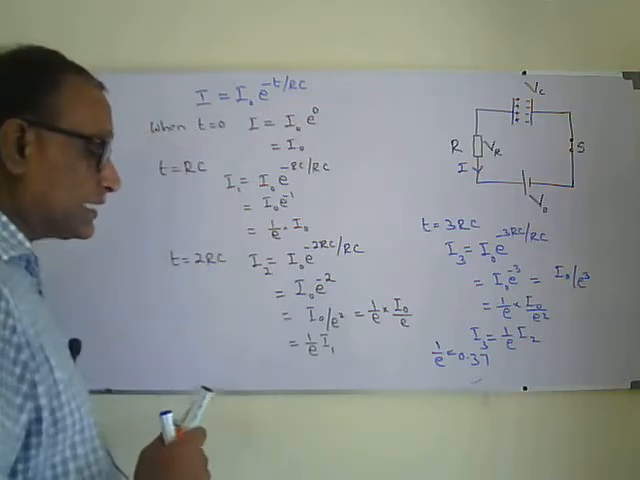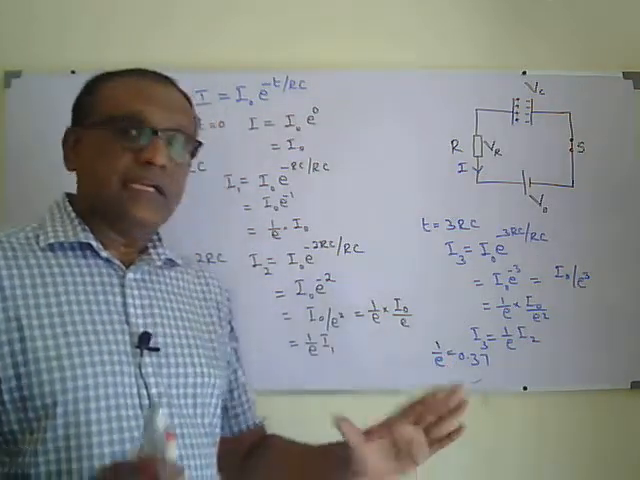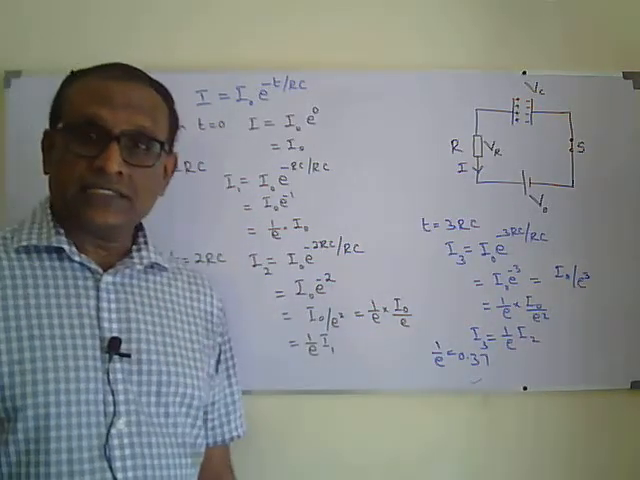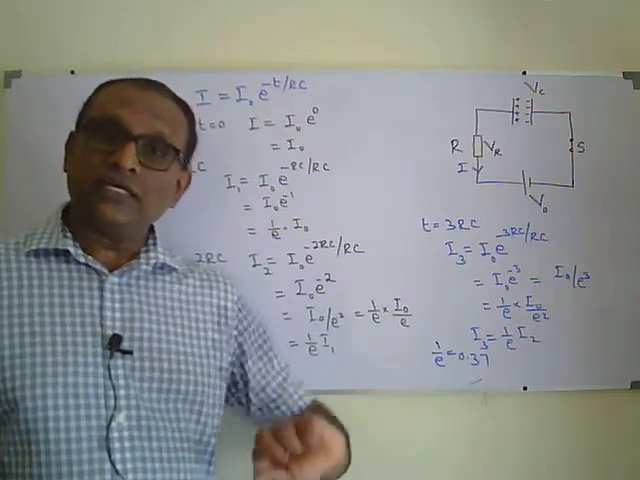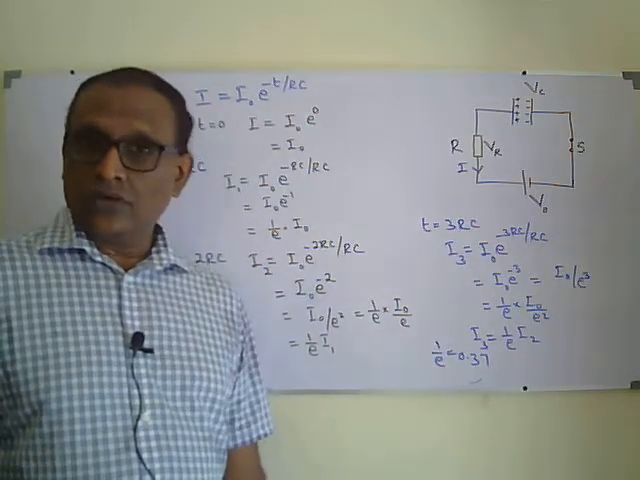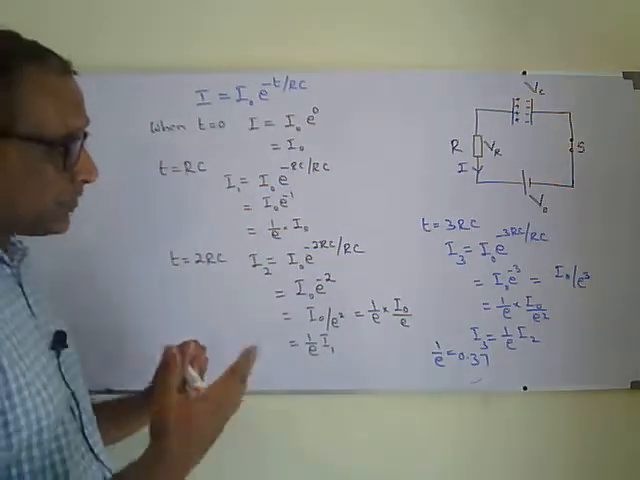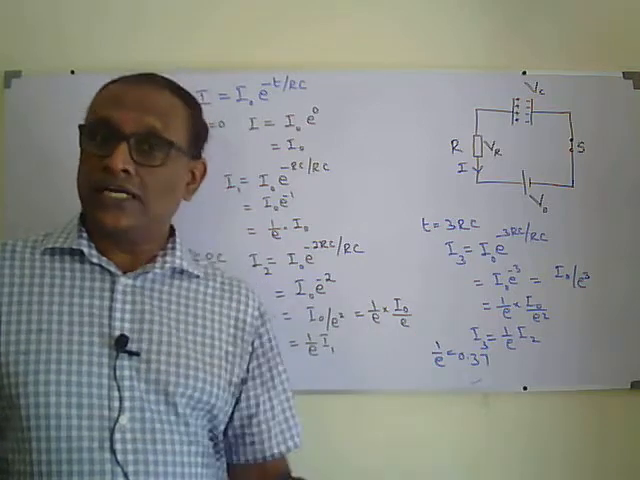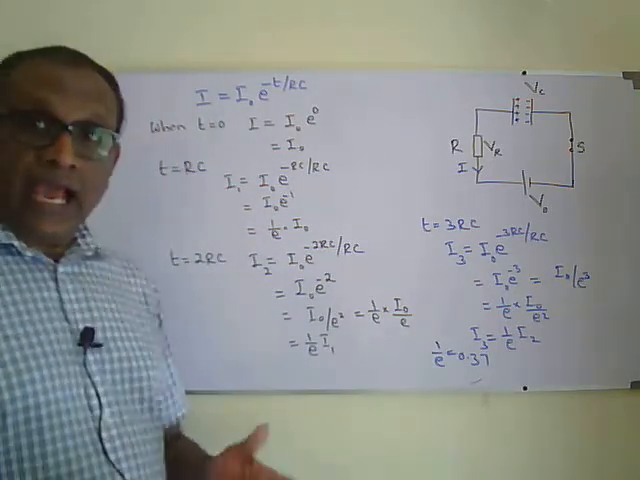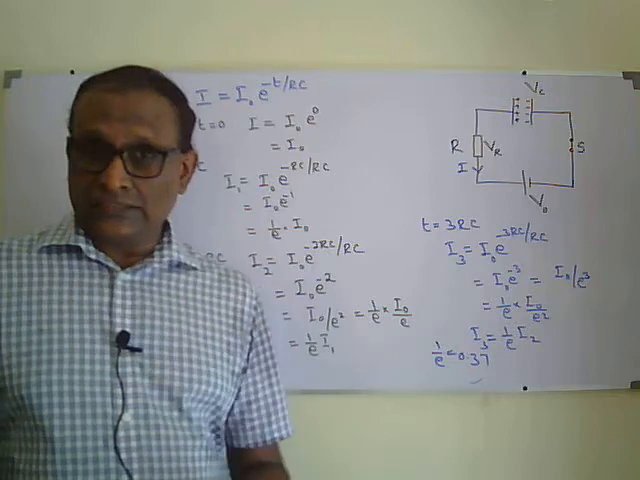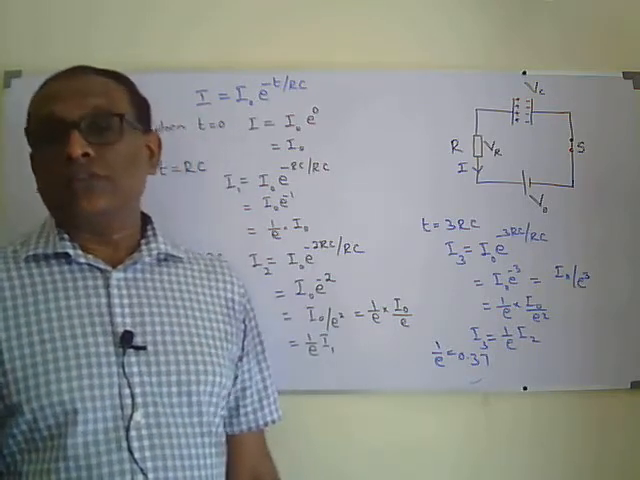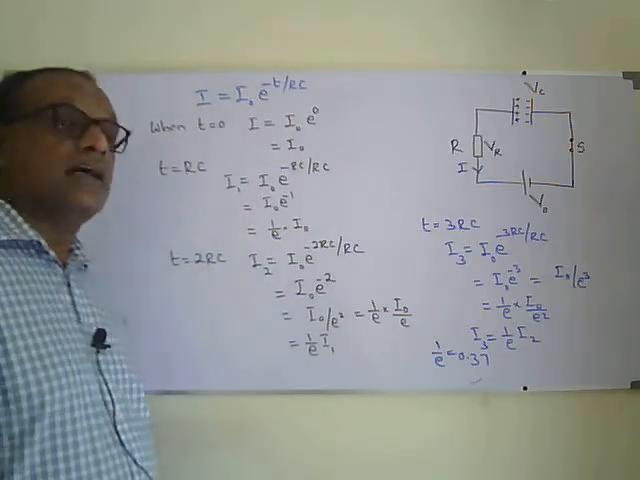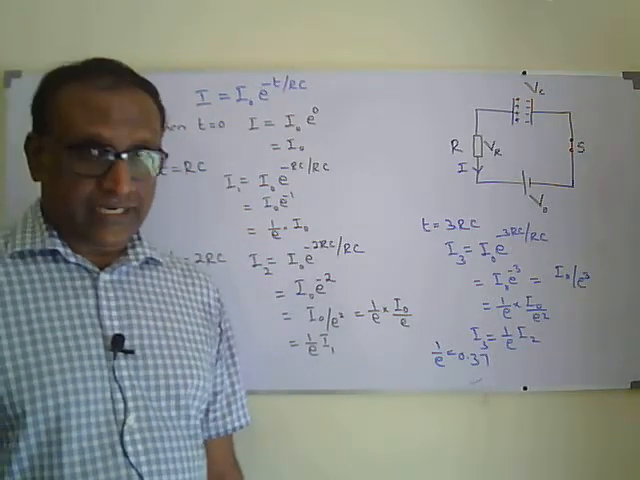Or if I want to tell it in percentage, I can say during every time interval that is equal to RC, the current will decrease to 37% of the previous current. So that's the way we define it. Based on this idea only, we define the time constant. How do we define the time constant of the charging circuit? It is the average time taken for the charging current to drop to 37% of the previous current. So that's the way the time constant is defined.